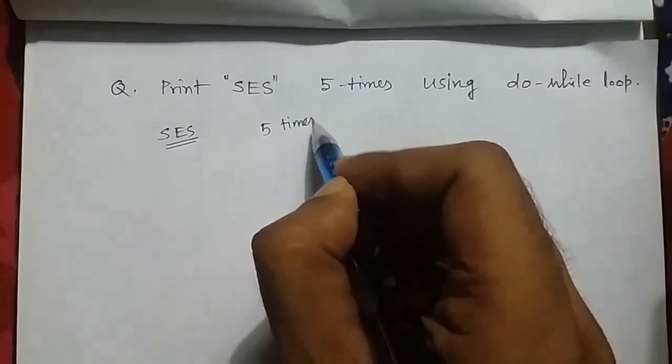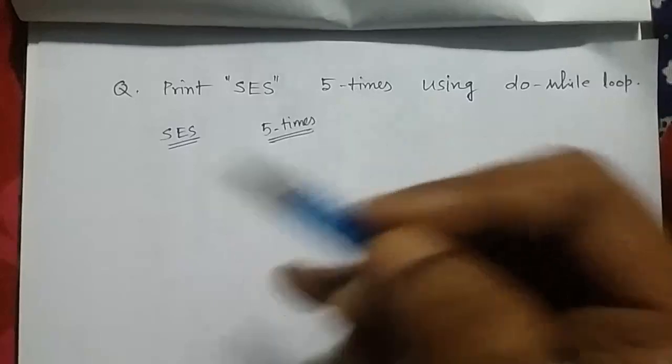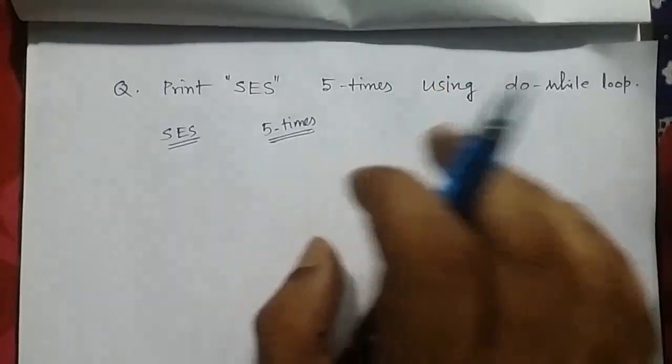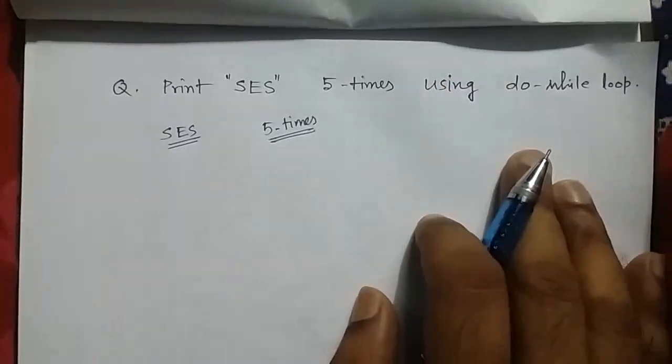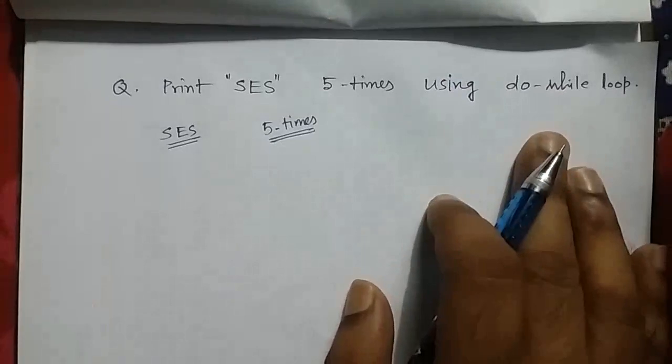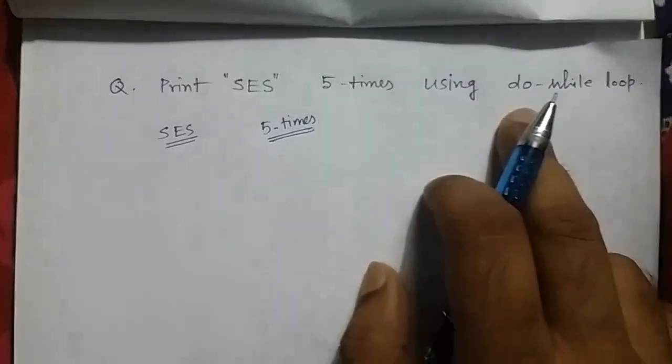So you need to iterate the loop 5 times. That means 5 repetitions are required in the program. Okay, whatever the loop you will use, and here we are using do while loop.